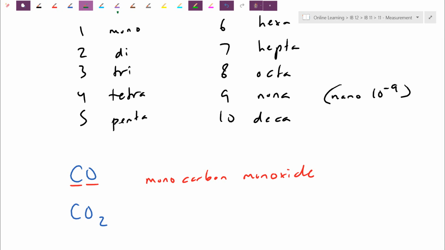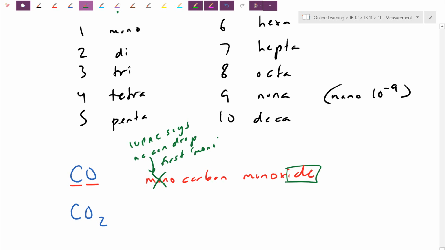Again, IUPAC, which sets the rules here, says we can drop the first prefix if it happens to be mono. So like this example here, the first one is mono, you can just call this carbon monoxide. You notice I've still changed the ending to IDE. It just makes the non-metal easier to recognize and easier to say.